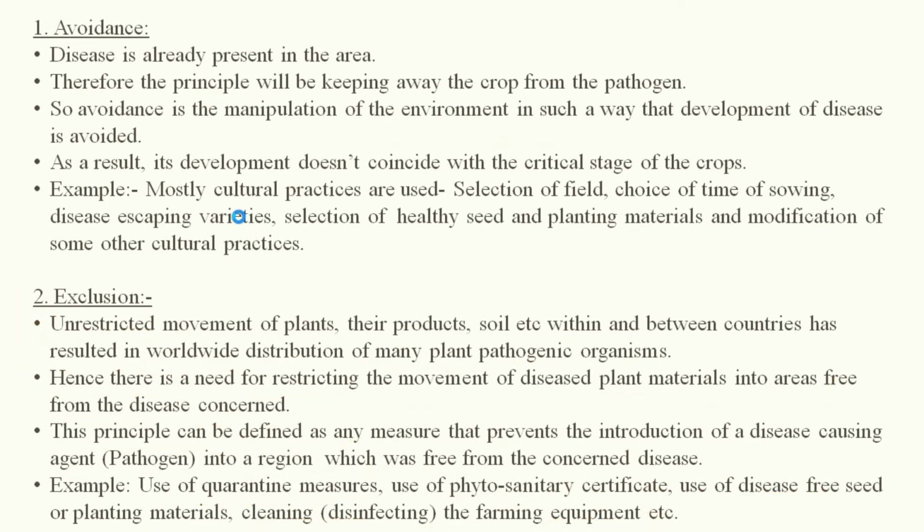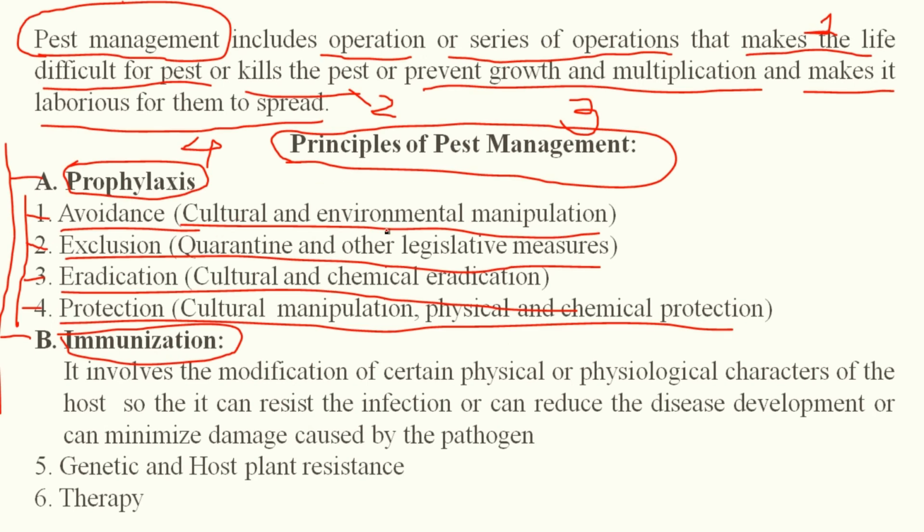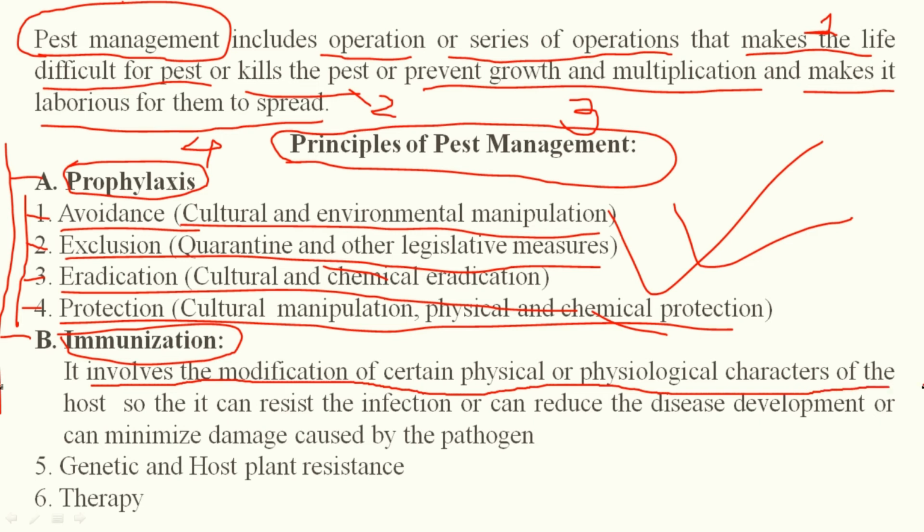Understood? So till now we have completed these four prophylactic measures principles. Now come to this immunization. So what is immunization? First understand. This immunization involves the modification of certain physical and physiological characters.